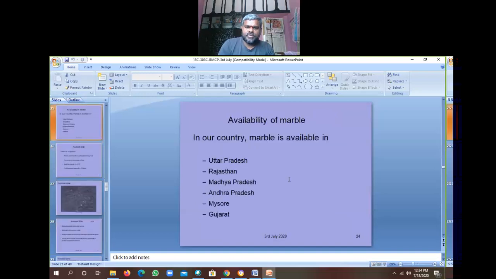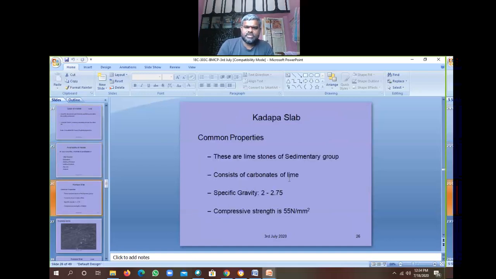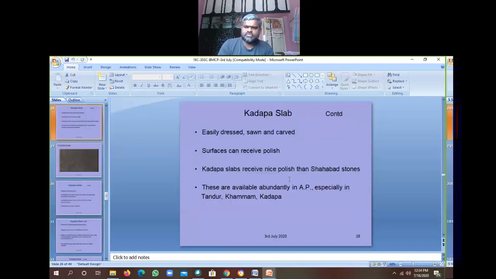This is about marble. Uses of marble: electrical switchboards, wall linings, and other decorative purposes, for dados, veneers, and even kitchen sinks we are using marble. Availability is in the northern part. Next, Kadapa stones we have seen.